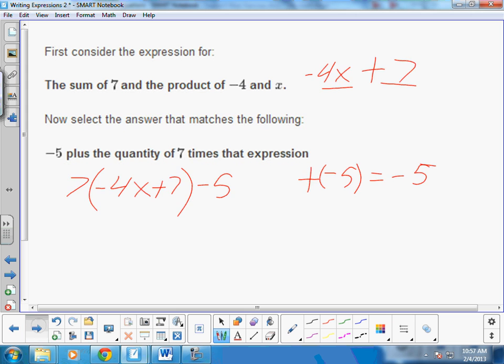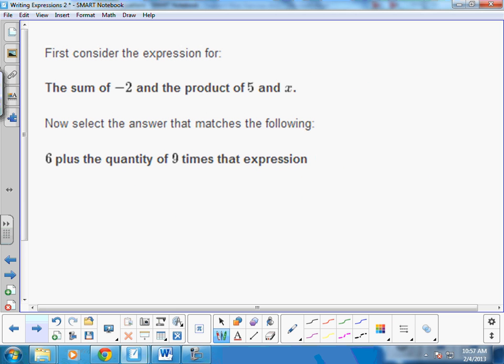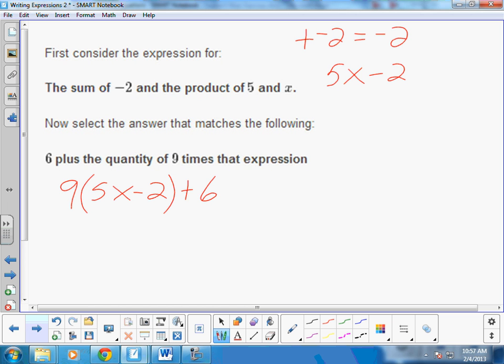All right, let's look at the next one. The sum, adding, of a negative 2 and the product of 5 and x. So that's 5x plus a negative 2, which is the same as subtracting 2. Remember, adding a negative 2 is the same as just subtracting 2. So it's 6 plus the quantity, 9 times that expression. So 9 times that expression, 5x minus 2, and it's 6 plus it, so we have plus 6.